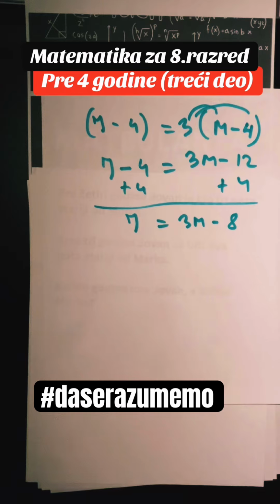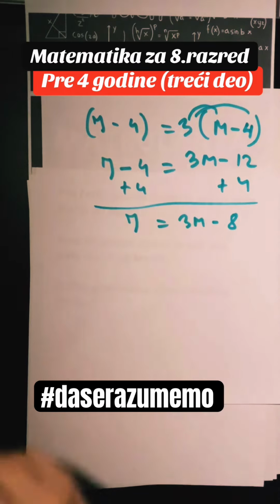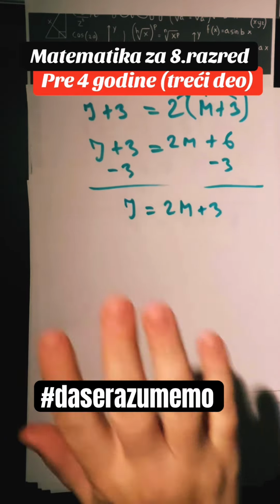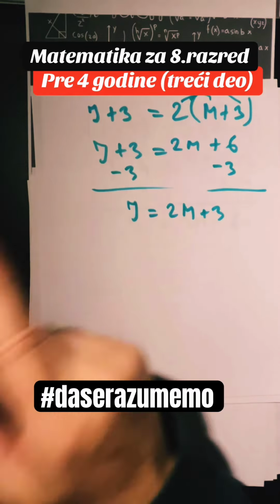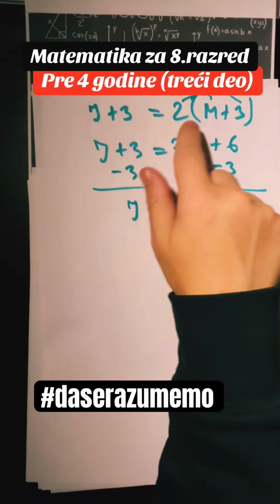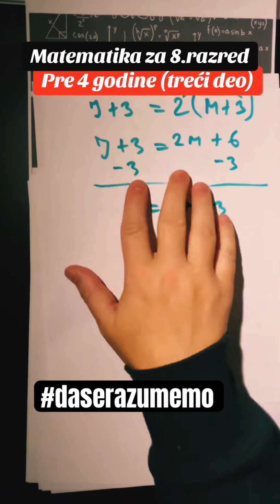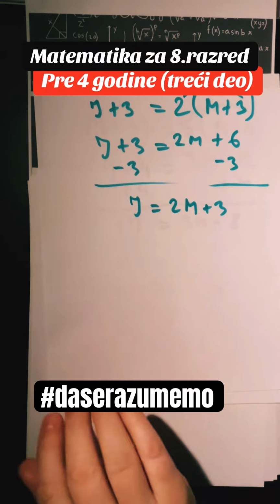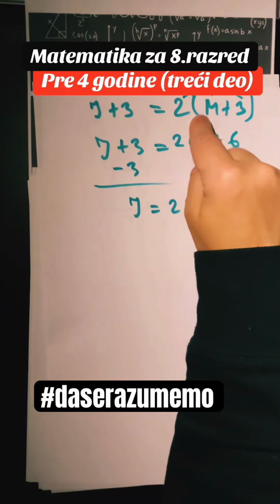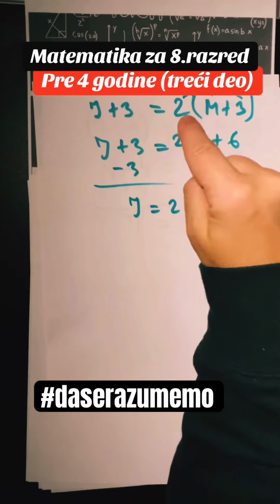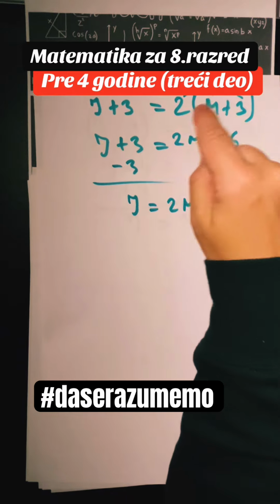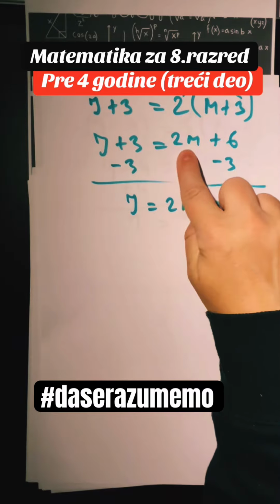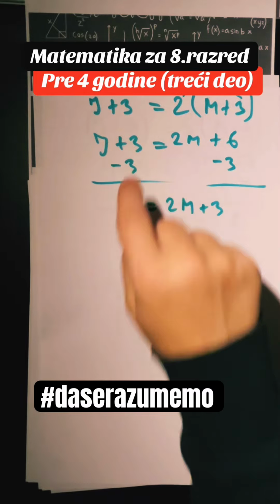It says that 4 years ago, this was happening, but in 3 years, this is what will happen. And I expressed that as j plus 3, which means in 3 years, is equal to 2 times m plus 3, which stands for the same thing. Jovan and Marco in 3 years, this is what is going to happen. So we also have to multiply here because it says 2m plus 6, which is a distributive property. We apply the distributive property, we multiplied, and we got 2m plus 6 is equal to j plus 3.